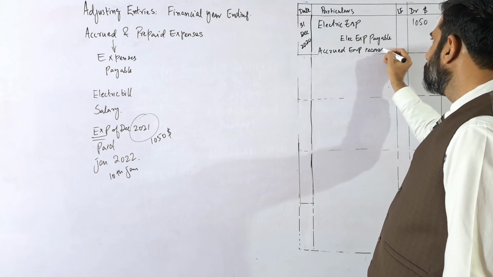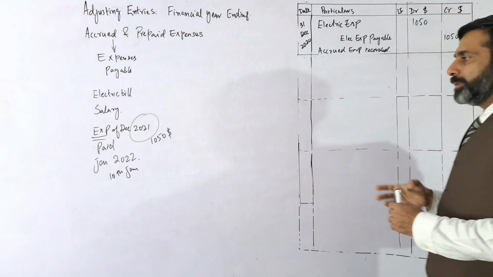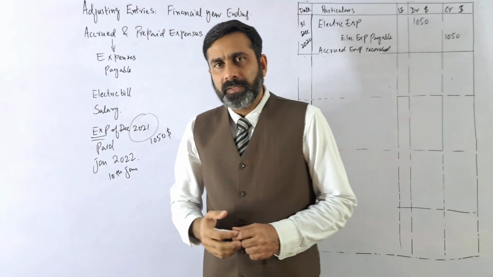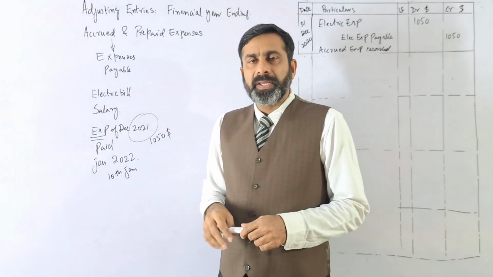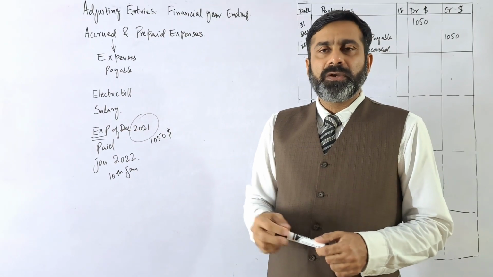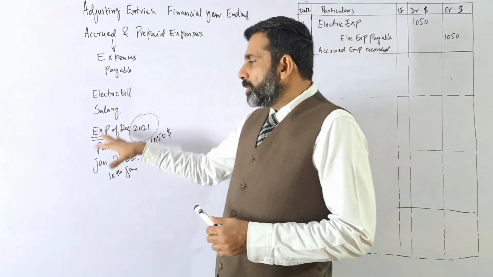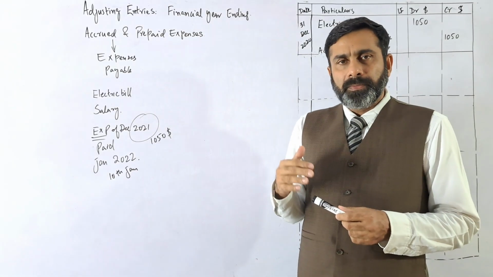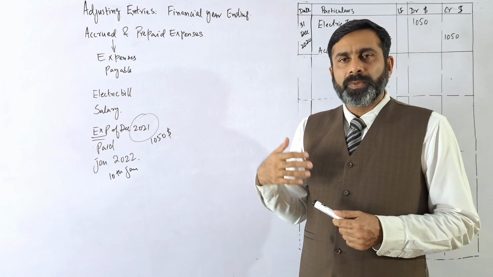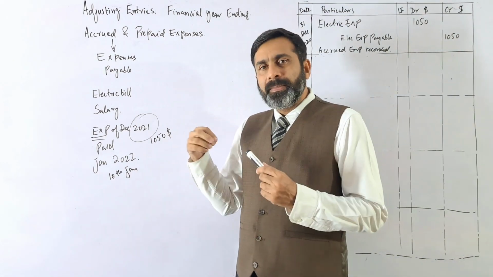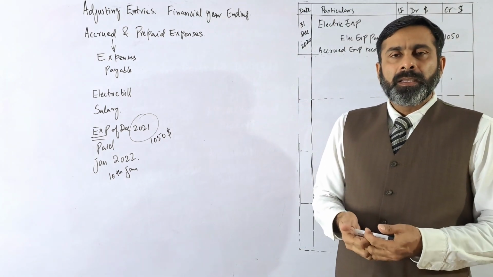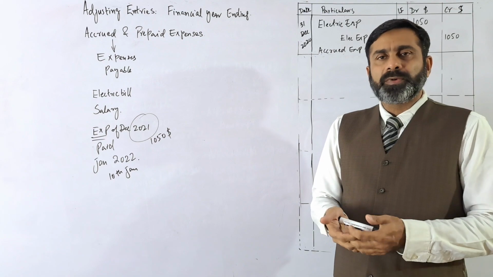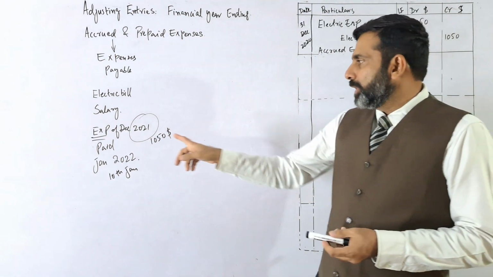So here the relation will be accrued expenses recorded. This is the expense of 2021. The month is December, but you have not yet paid. You have received the services, you have consumed the electricity in the month, but you are not paying it in the same month. The bill is not paid in the same month, so you have to pay in the next month. So that will be payable at the end of the year. It should be shown in the statement of financial position as a payable, and also in the income statement or the profit and loss account as the expense of 2021.